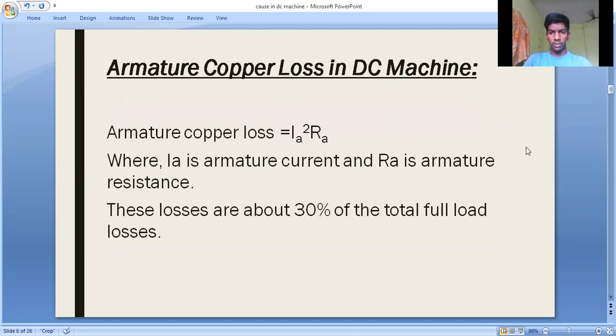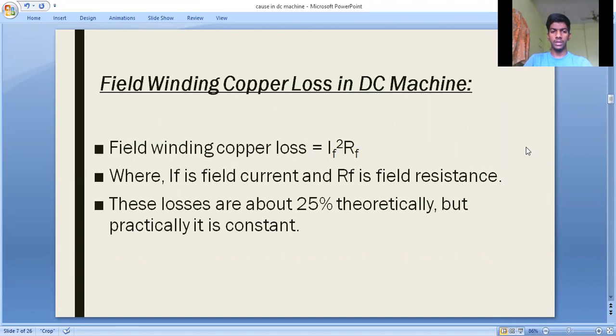Armature copper losses in DC machine. Armature copper loss is equal to Ia squared Ra, where Ia is the armature current and Ra is the armature resistance. These losses are about 30% of total full load losses.